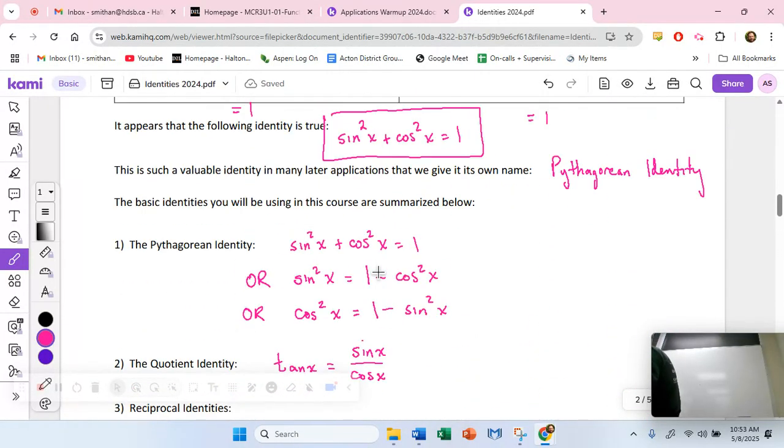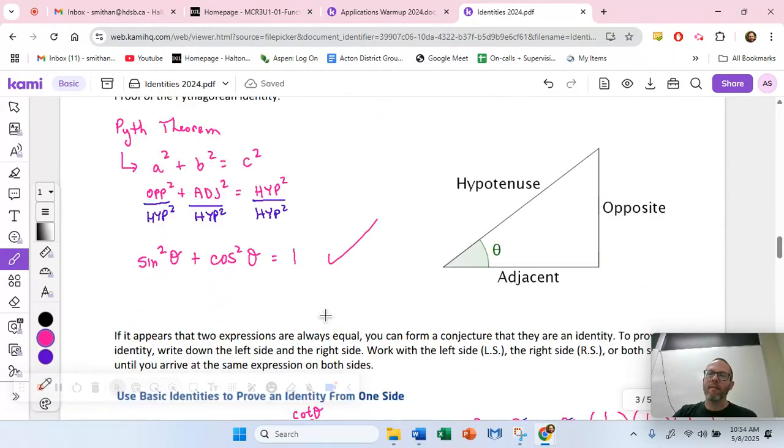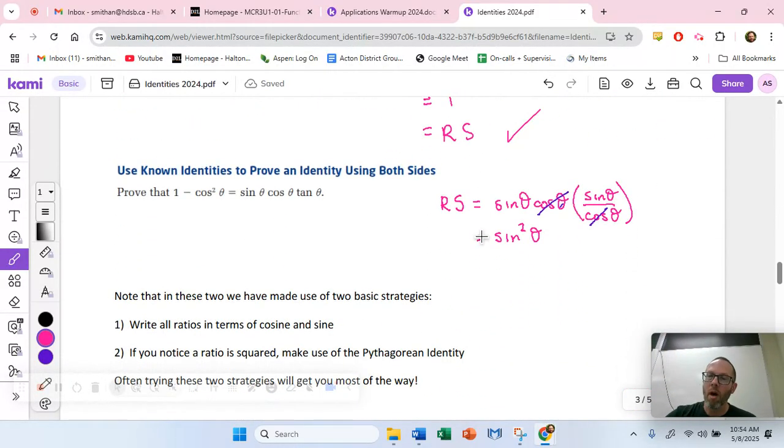They are exactly equal to each other. We have actually proven this identity is true. Sine squared theta, using the Pythagorean identity, is 1 minus cosine squared theta. And this is equal to the left-hand side. We did it. This time, we started with the right-hand side and made it look like the left-hand side.